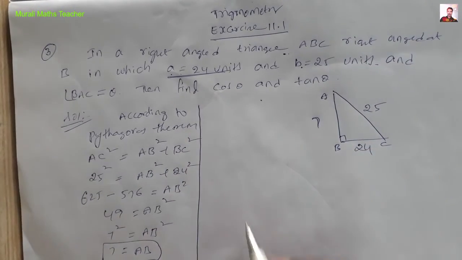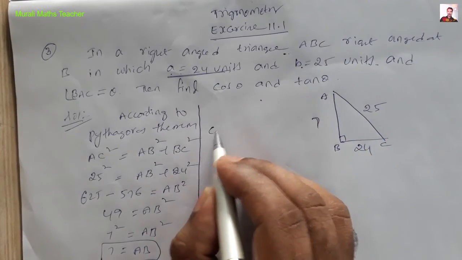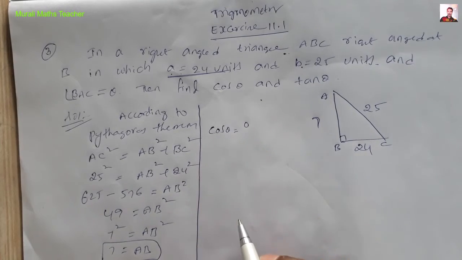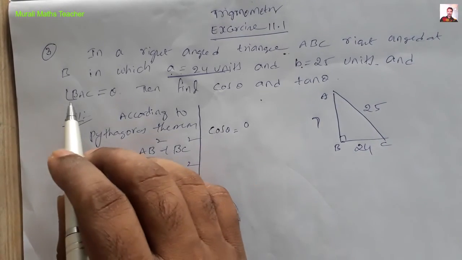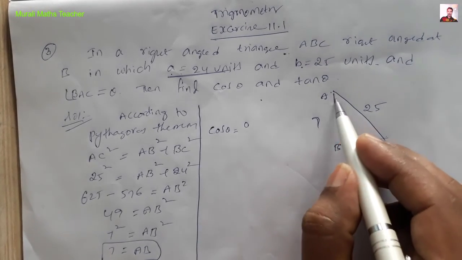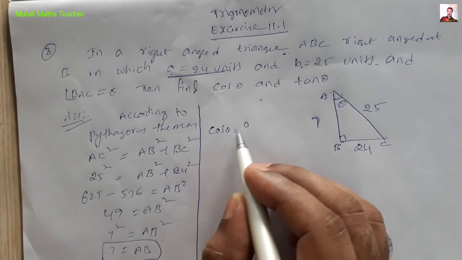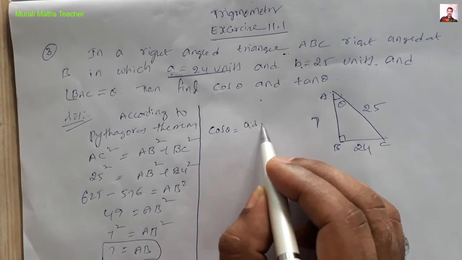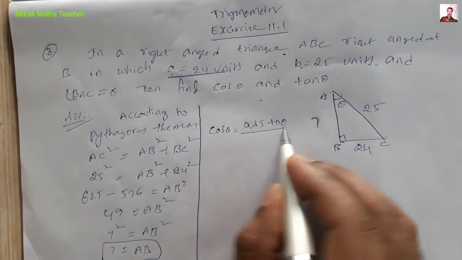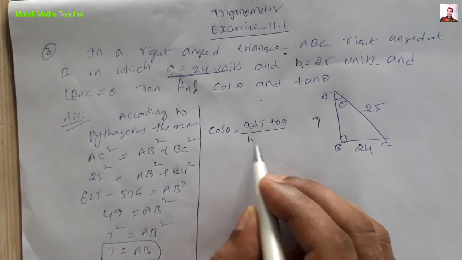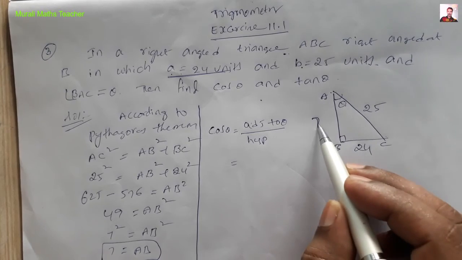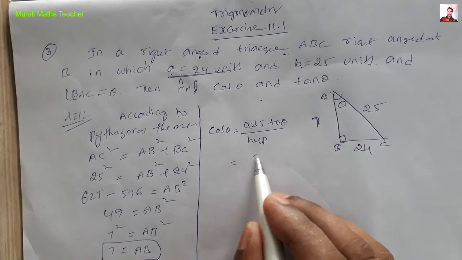Now we will find our answer. Find cos theta. What is the cos theta formula? Theta we have to mark at angle BAC, here theta. So cos theta is adjacent to theta by hypotenuse. Adjacent side means 7, hypotenuse is 25. So cos theta is 7 by 25.